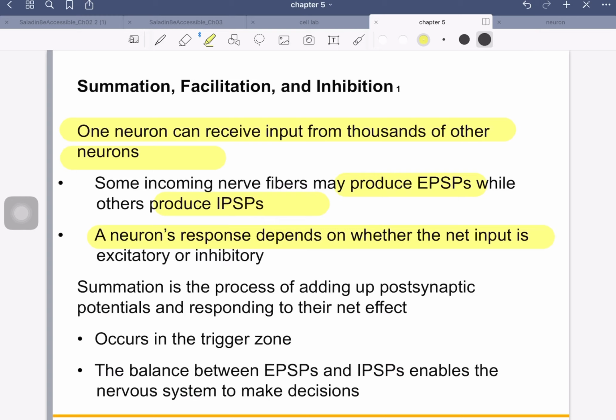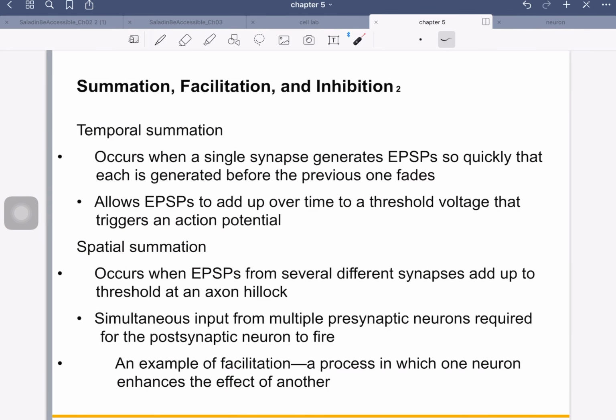And of course that process is called summation, where I add up all the possible influences from excitatory and inhibitory. And of course what we're trying to do is influence the trigger zone. So really, it's a balance of the excitatory postsynaptic potentials, remember that's what this stands for, and inhibitory postsynaptic potentials that allow the nervous system to make decisions.